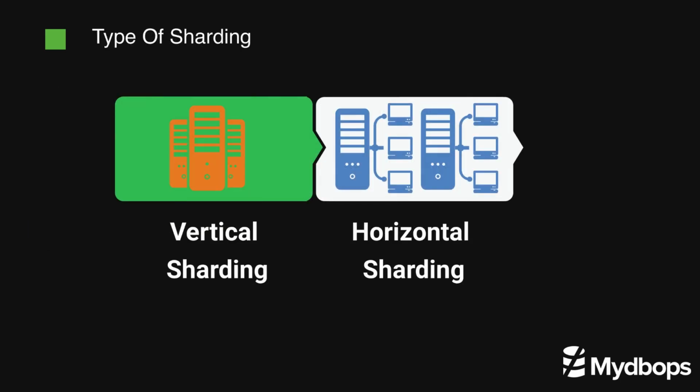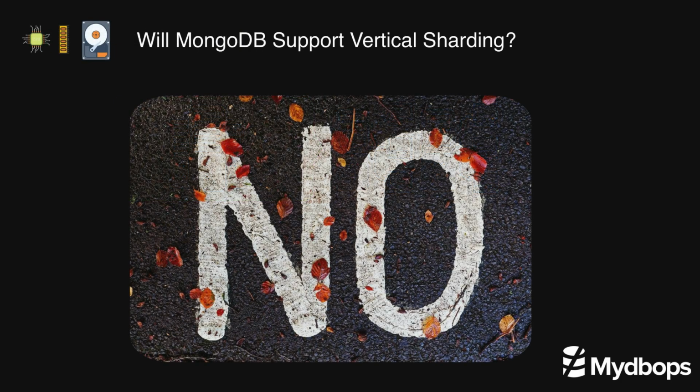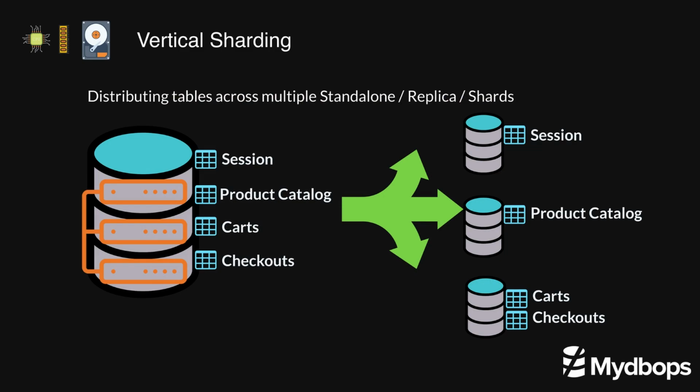So the types of sharding we are going to discuss today are vertical sharding and horizontal sharding. Will Mongo support vertical sharding? Anyone? No, Mongo won't support vertical sharding. So how can we achieve it?